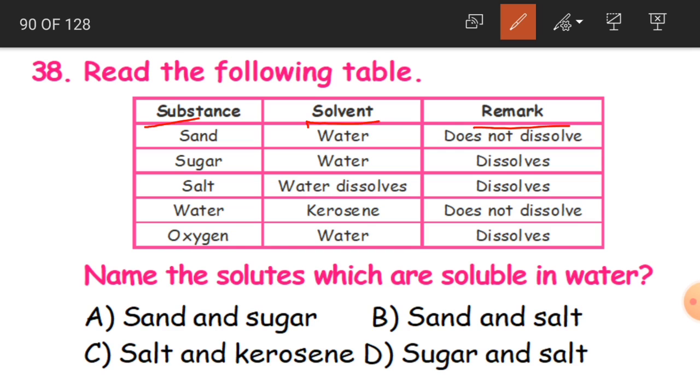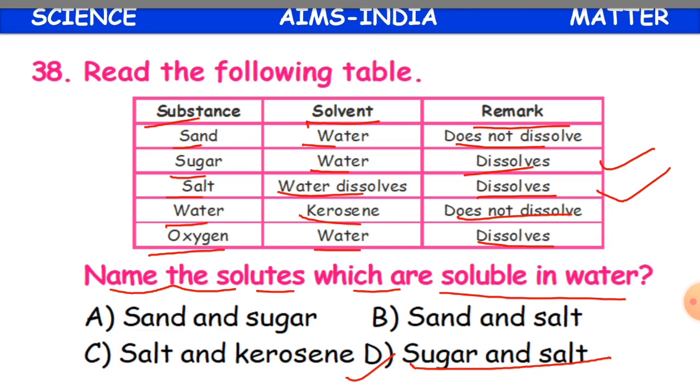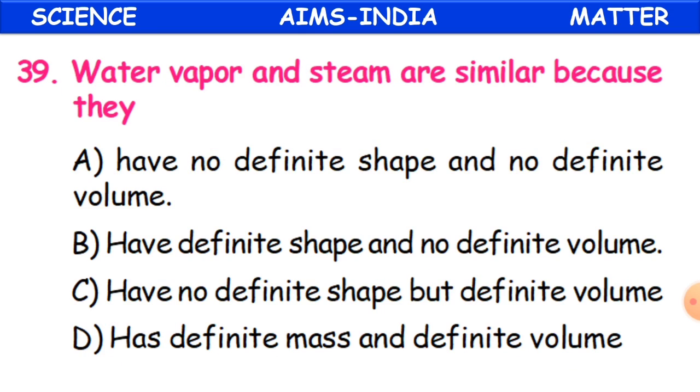See, now after reading the table, what we have to do? Name the solutes which are soluble in water. So name the substances which can be dissolved in water. If you see, sand, water does not dissolve. Sugar, water dissolves. Salt, water dissolves. Kerosene, water does not dissolve. Oxygen, water dissolves. So the substances soluble in water are sugar and salt. This is the answer children. D. Okay. Now 39th question.